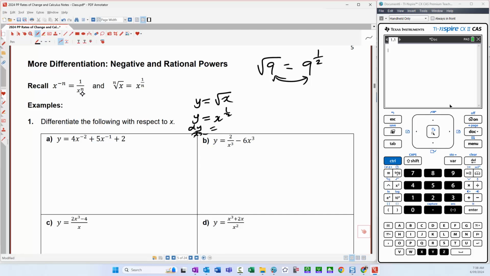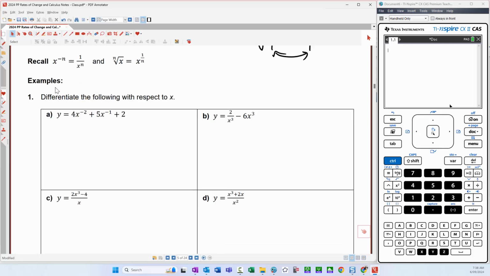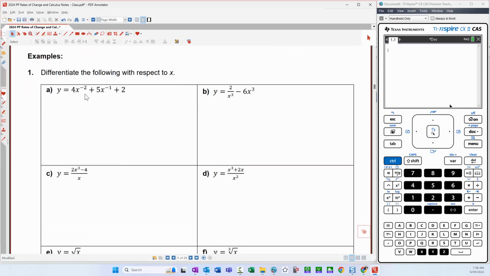So these two rules here are all about extending the kind of function that we can derive to get the gradient function for. So let's just try it out on a half dozen examples.